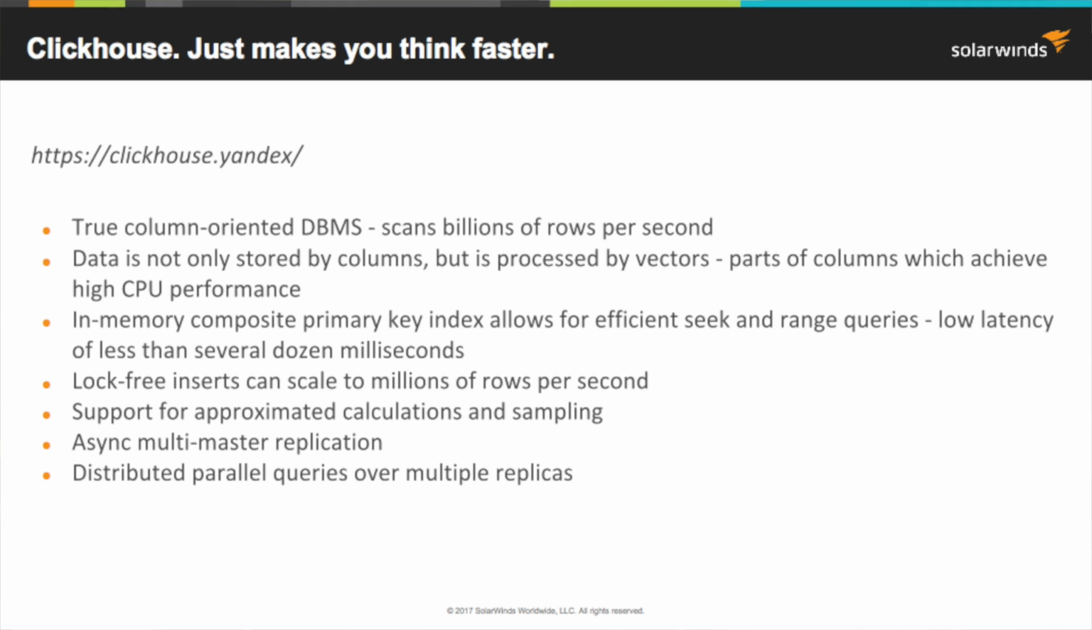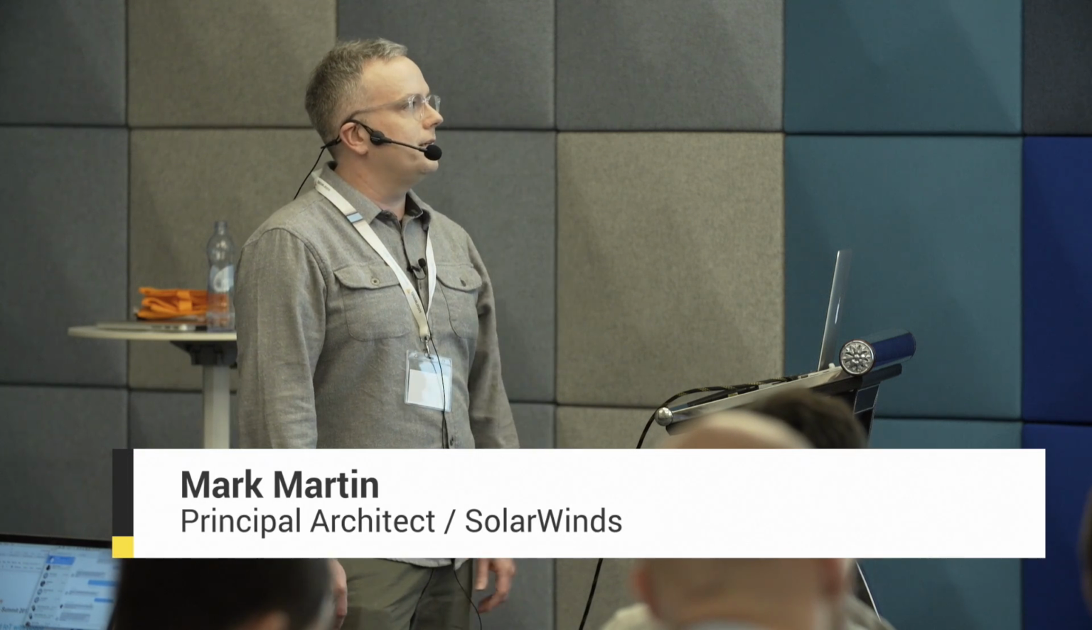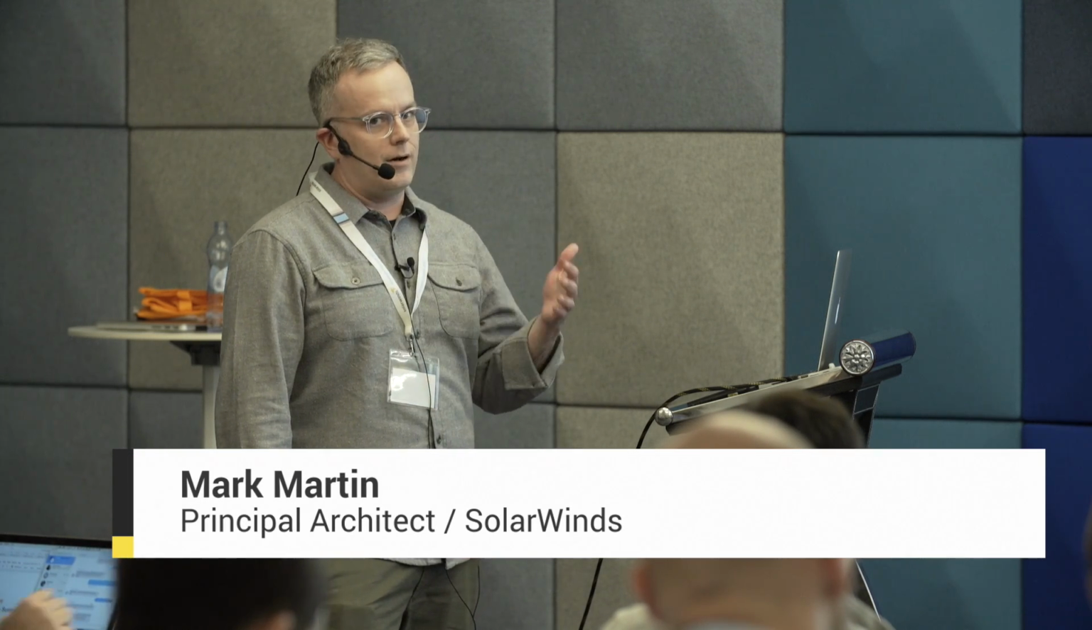So, Clickhouse is a column-oriented DBMS, and its purpose is to run analytical queries on tons of data. This can be text or numerical data. It has the capability to scan billions of rows per second. The data is stored in columns. It's laid out on the file system by column as opposed to row. It also has a vector engine that can process those columns very efficiently.